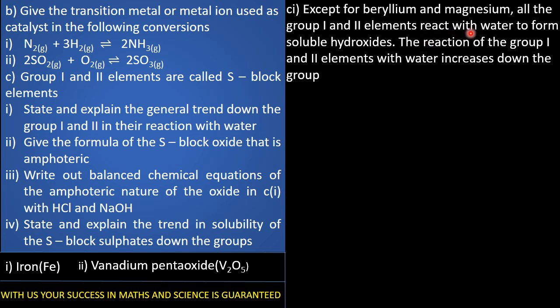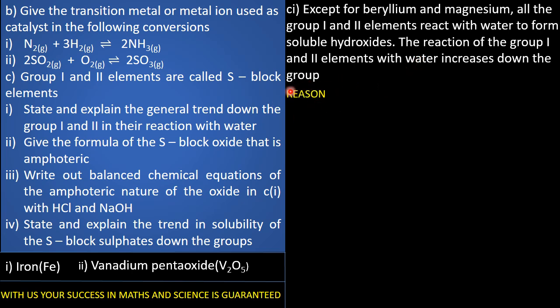So now the reaction of group 1 and 2 elements with water, guys, increases down the group. Okay, the reaction actually increases down the group. That is the trend. It increases down the group and decreases up the group. Guys, why so? It is simply due to the fact that, let's advance the reason.